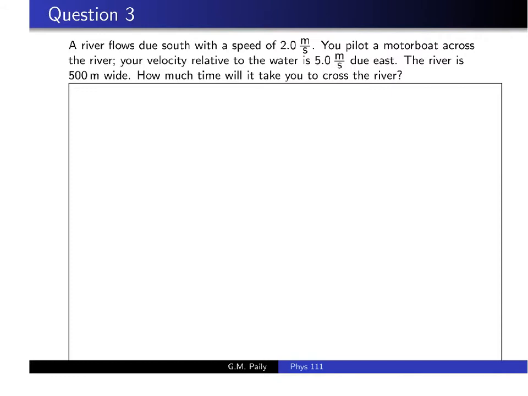We are told the river is 500 meters wide, and we are asked how much time it will take to cross the river. The river is flowing south. To cross the river, we are moving in the east-west direction. So, the 500 meters width refers to the distance in the east-west direction. To determine the time, all that matters is our motion in the east-west direction.